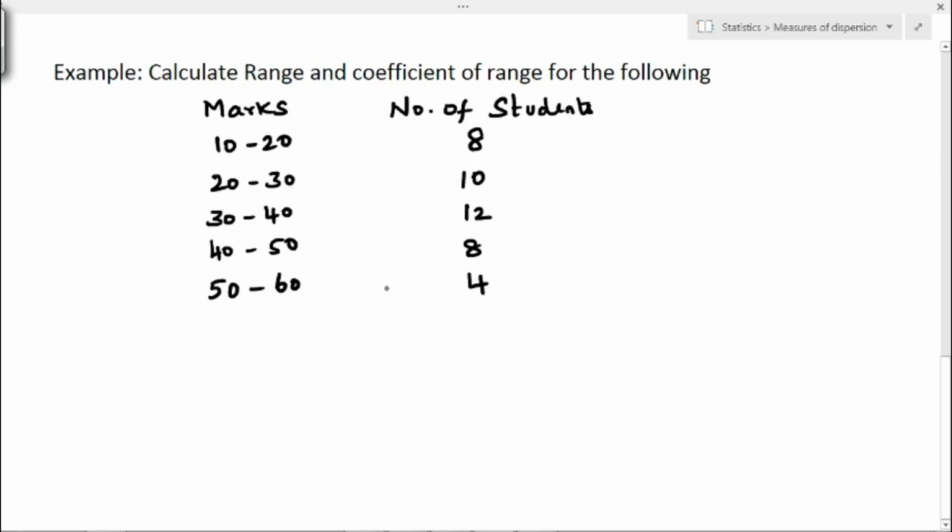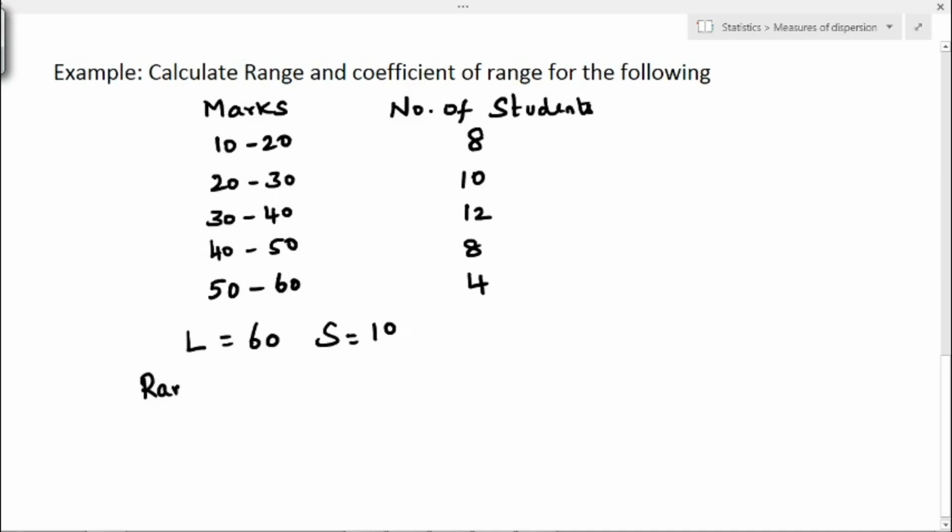So now we have to find the largest and smallest value. So for that you have to consider this class limit. So class limit largest value is 60 and class limit lowest value is 10. So this is L and S. So L is 60 and S is 10.